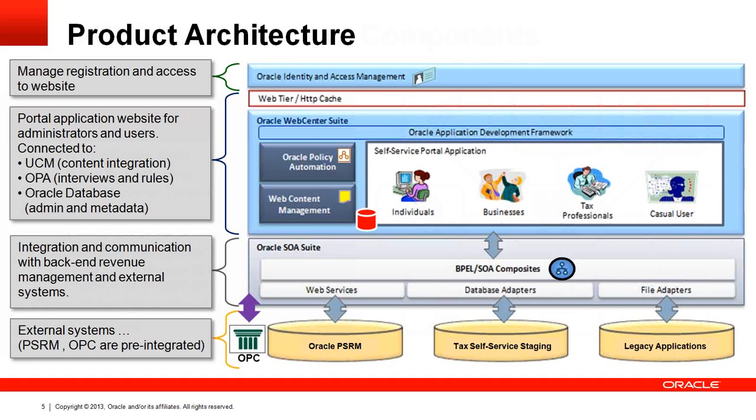This is where we see all the systems that we would connect to. The product comes integrated with Oracle Public Sector Revenue Management, or PSRM, but it also comes as a standalone option that enables it to connect to any revenue management backend system, and this integration will be done through the integration layer through Oracle People Process Manager.